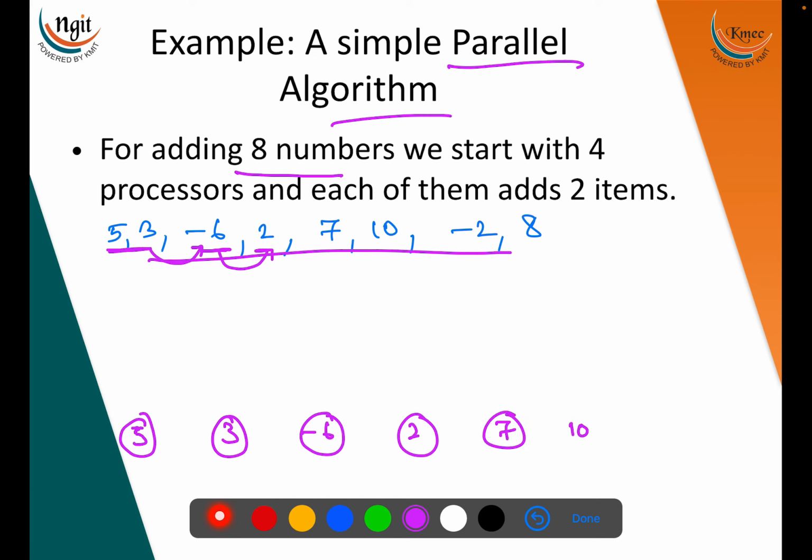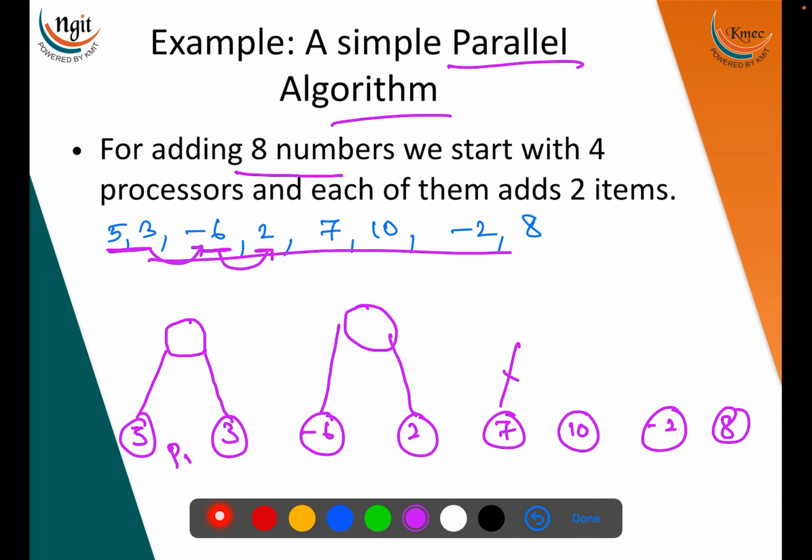I'm just considering all the elements as the vertices or the nodes, as we have seen in the task dependency graph. So all these are my T values, T1, T2, T3 and so on, right? Now the first 2 elements are added by P1. Here, to get the execution of -6 and 2, we need not depend upon anyone. I mean, no task is dependent over here. Every task can happen concurrently, or parallelly it can happen.